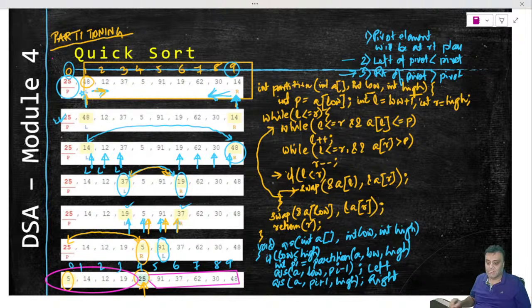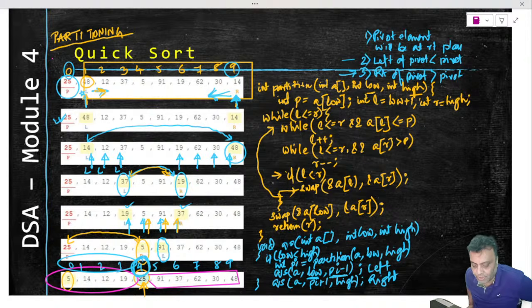I hope you are understanding why minus 1 from PI and plus 1 from PI, because if this is my partition, then as you see, if 4 is getting returned, then the left array is from 0 to 3. That is why PI minus 1, 0 to PI minus 1. And the right side is from PI plus 1, which is from 5 to 9. So this is PI plus 1 to the high, which is 9.